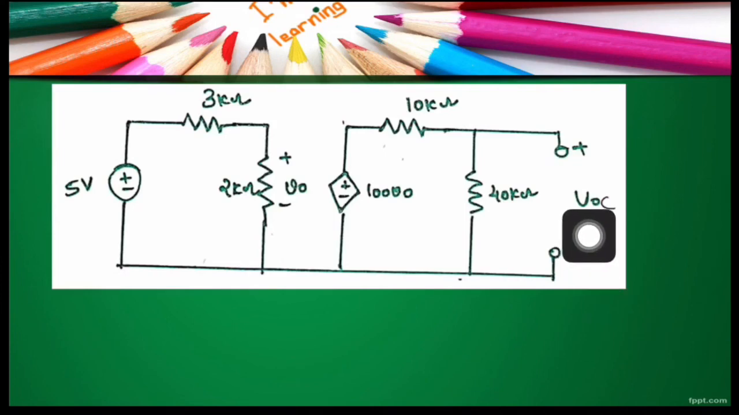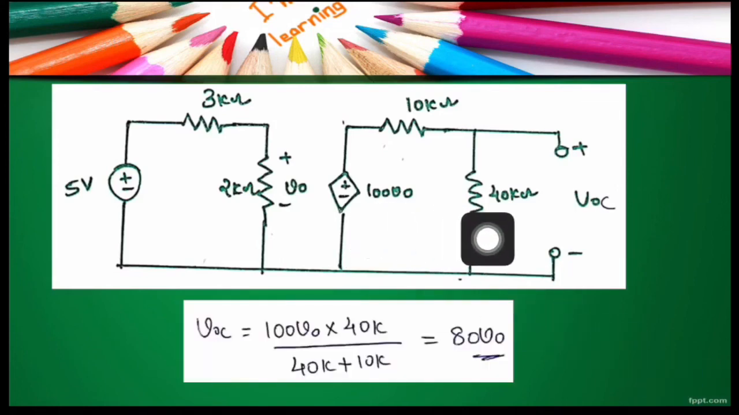It is clear that VOC is the voltage drop across this 40 kilo ohm resistor. This 40 kilo ohm and this 10 kilo ohm are series connected. 100 V0, the dependent voltage source, is connected across this series combination. So we can easily find the voltage drop across 40 kilo ohm using the voltage division rule. Hope you are already aware of that. So VOC is equal to 100 V0 into 40k by 40k plus 10k, that is equal to 80 V0. Thus we obtained the value of VOC in terms of V0.